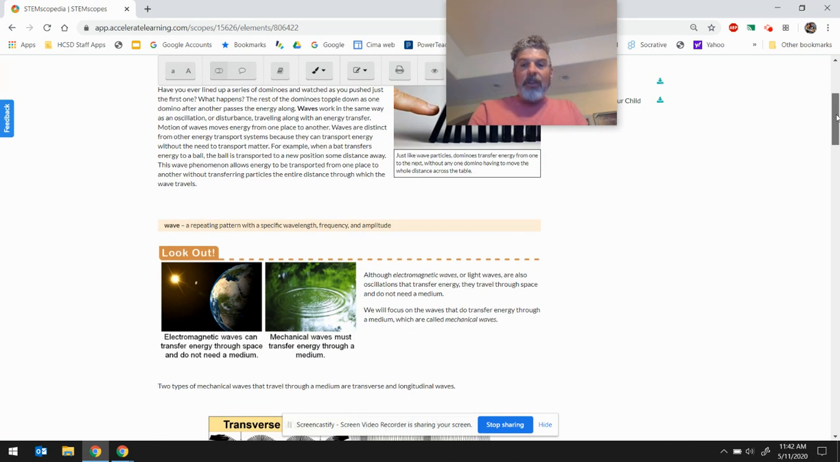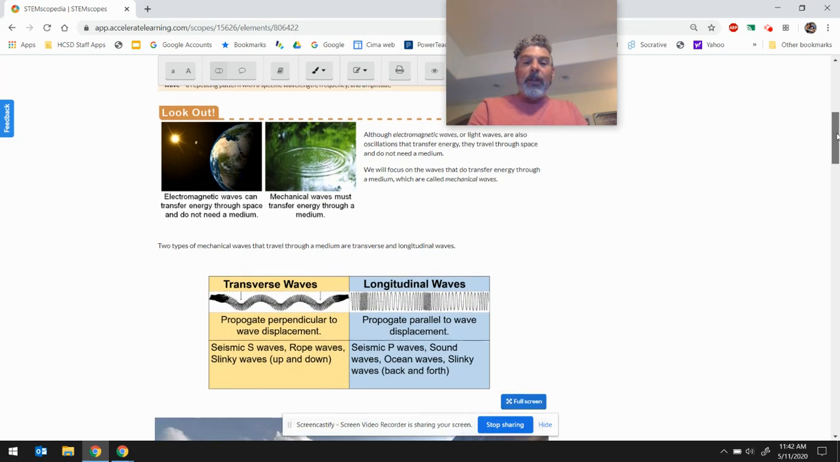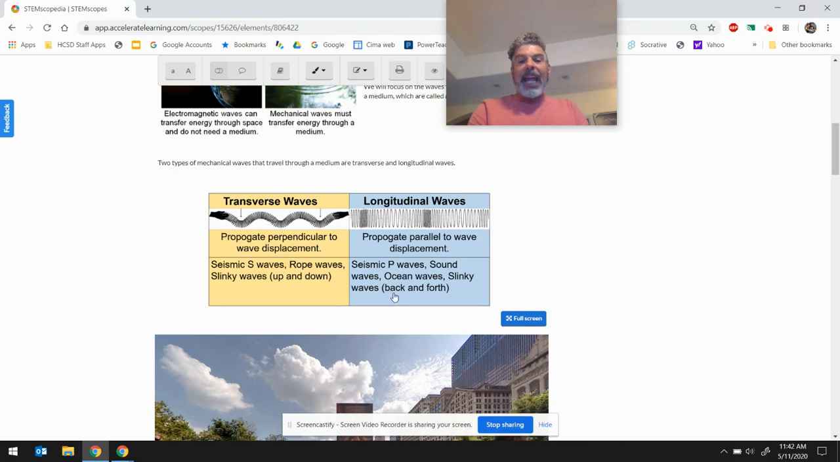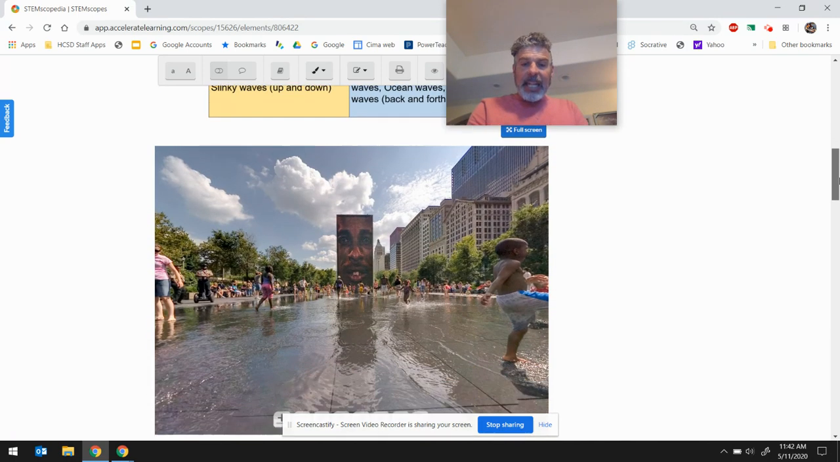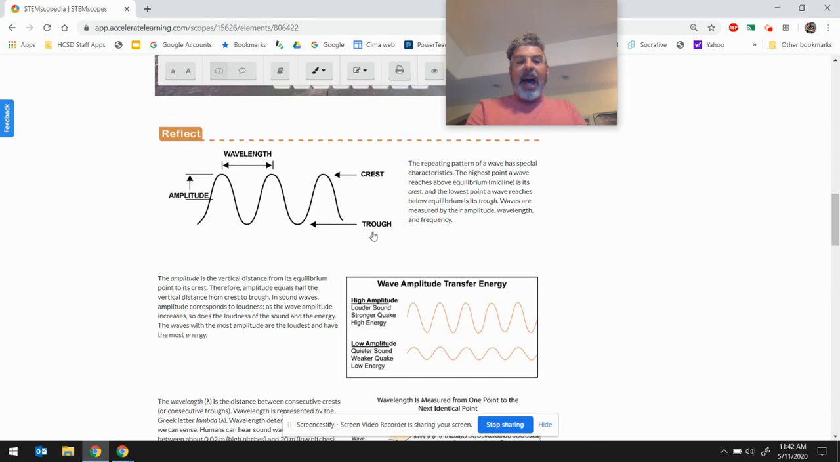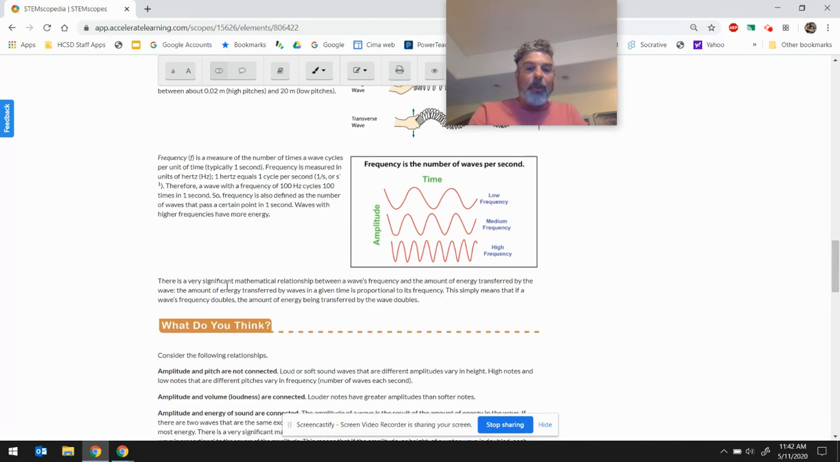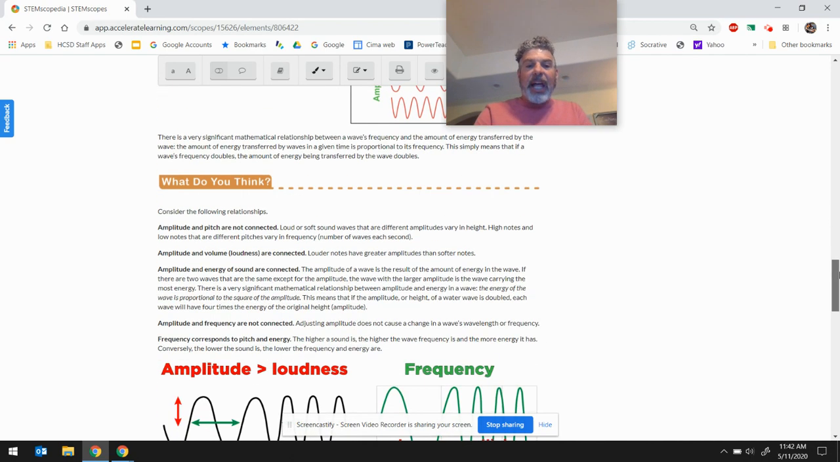So you can get to the STEMscopedia, by the way, in your STEMscopes. You always have access to it in the resources toolbox. But anyway, you can see the difference. They have transverse versus longitudinal waves, with the focus on seismic waves. And then we've got wavelength, amplitude, crest and trough, and frequency. All these things are brought up in my slideshow.